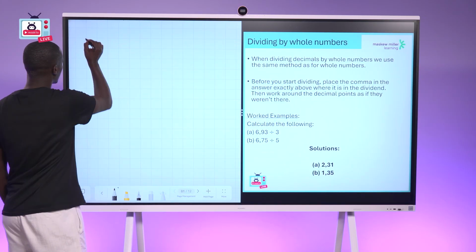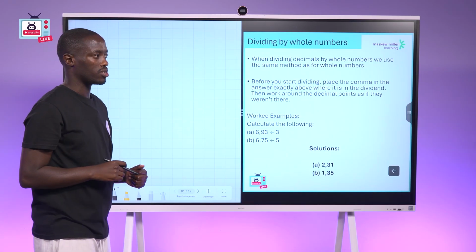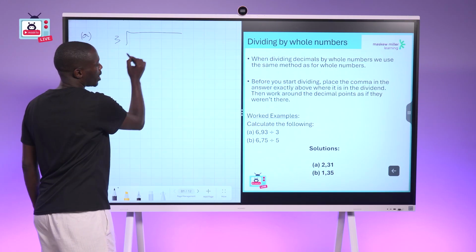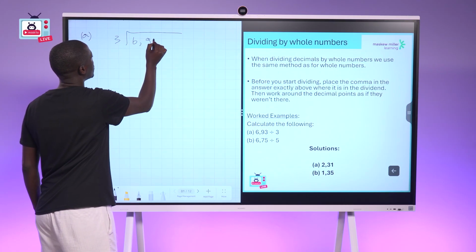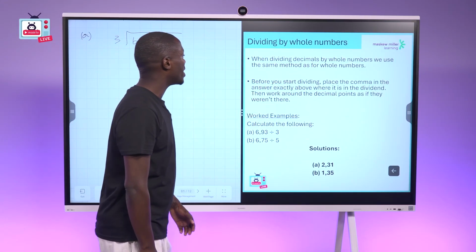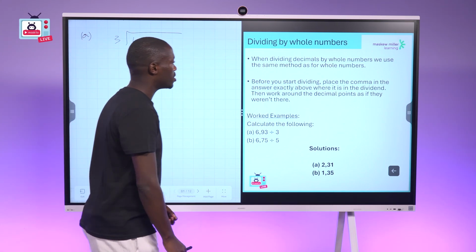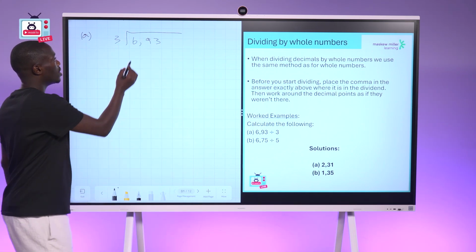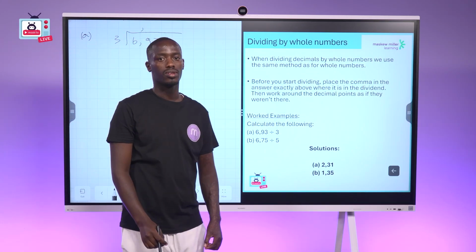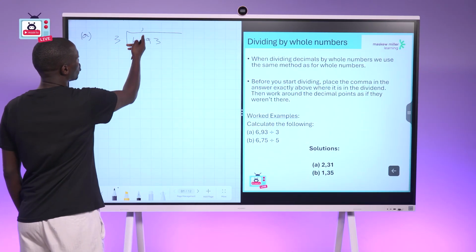A, let's first focus on A. A is saying we are dividing, remember, long division. Remember long division, we are having 3 divided by 6.93. Now, it says here, before you start dividing, place the comma in the answer exactly above where it is in the dividend. Now, the comma is here, that means our answer will also have a comma there. Our answer, it will also have a comma there. Now, this comma is exactly there.